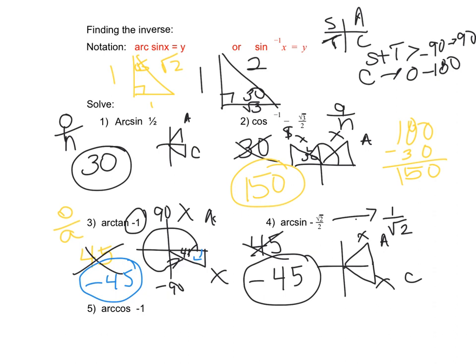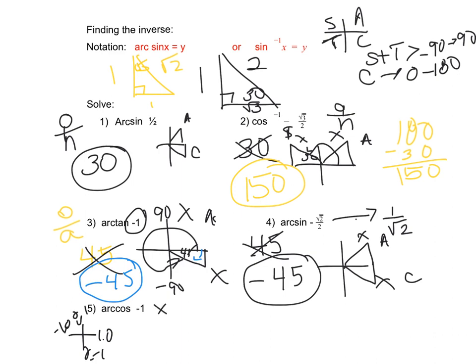All right, the last one on this sheet here is arc cosine of negative 1. So now this is where I say, okay, this negative 1 is not going to happen in either one of these for cosine. So this negative 1 jumps me back to the unit circle. So I'm going to just draw the coordinate plane here, and I'm going to remember the points are 1, 0, 0, 1, negative 1, 0, and 0, negative 1.